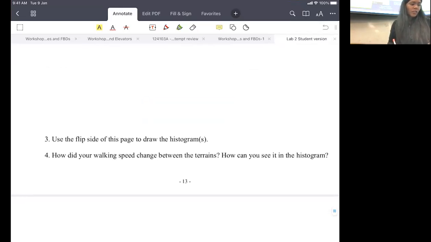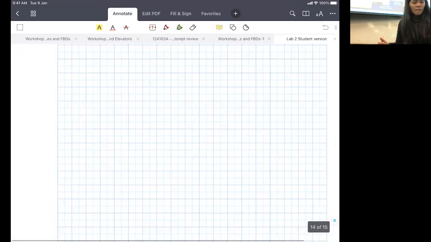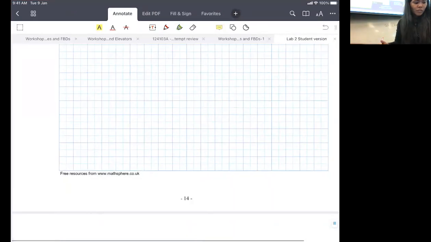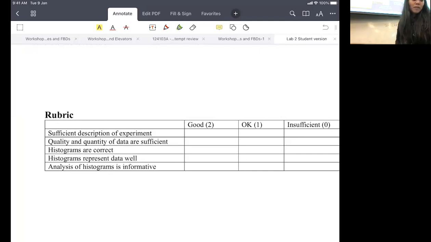And then here there's a question of how your walking speed changed. And there will be a range of answers there depending on which terrain you've chosen for the second kind of terrain. And I think, yeah, that's it. So once you've given a description of how you determine your distance and time to calculate your speed, you'll get a mark for that. Quality and quantity of data, I'm looking for at least 5 trials for the time for your speeds.